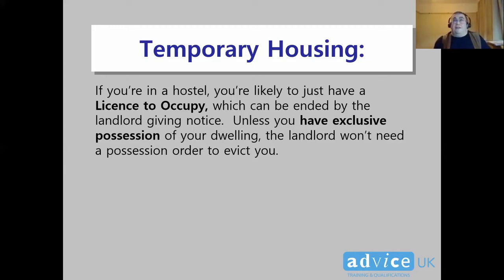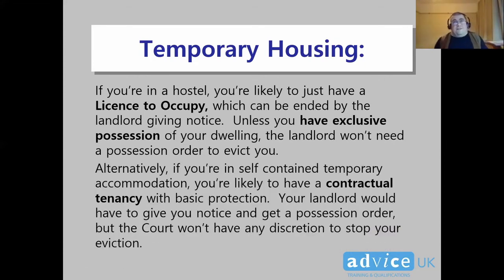So if you just have that license and you don't have exclusive possession, then your permission to be there ends when the license says it ends, or when your landlord gives notice, and they're not going to need a court order to evict you after that. If you do have exclusive possession, then it's the same rules as with your basic protection under the Protection from Eviction Act. So the landlord would have to issue a notice, get a court order, and then get the bailiffs to evict you. But in that case, there wouldn't be any discretion on the court to stop your eviction. It's just a question of how much time you've got before you have to move out.